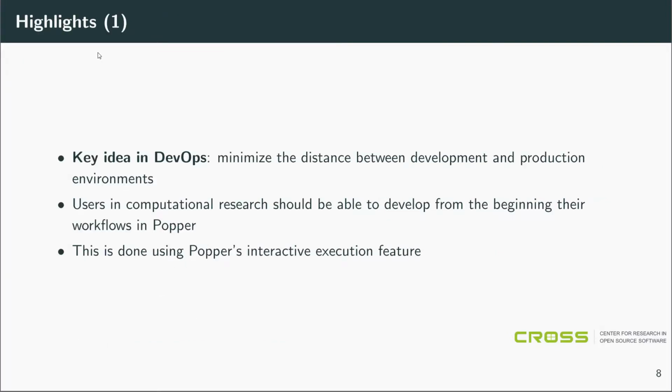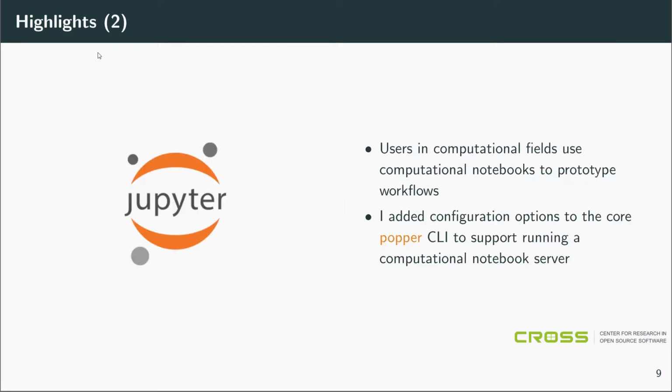So one of the most complicated and time-consuming things this summer was actually modifying Popper to get it to work in the way I needed. Because there's this idea that you want to minimize the distance between development and production, where production, in this setting, is releasing your code to the public so that people can take it and replicate it. And so you want users to develop in Popper from the beginning. But computational users will typically want to use some sort of computational notebook like Jupyter or RStudio, and Popper did not support that at the beginning. And so there was a lot of work before doing anything else in adding these features.